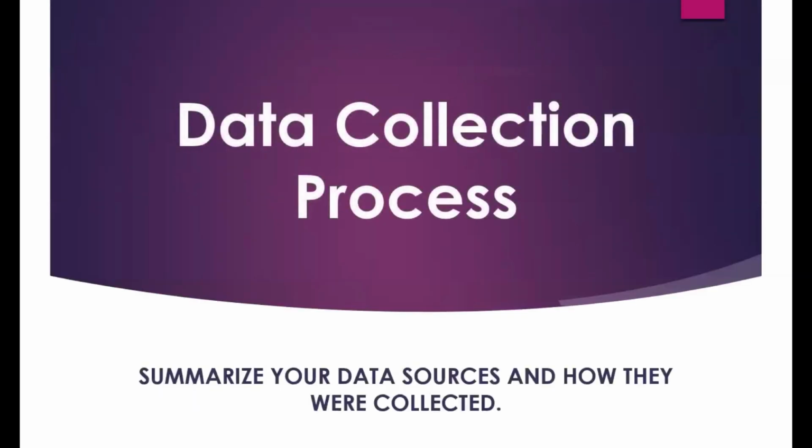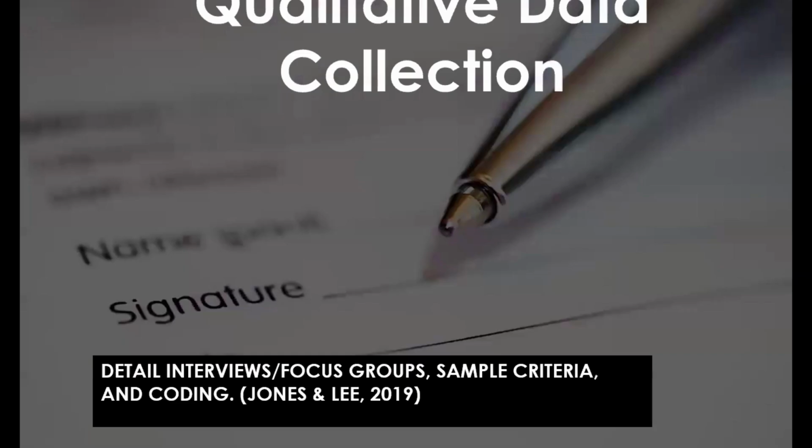Okay, let's move on to the data collection process. In the data collection process, you would want to summarize your data sources and how they were collected. In qualitative research, you want to tell your readers who you talked to, why you chose them, how you recorded it. Did you write notes? Did you use audio? And how you kept it safe.